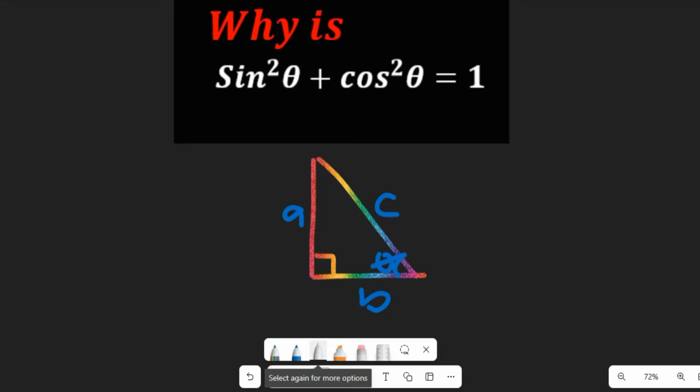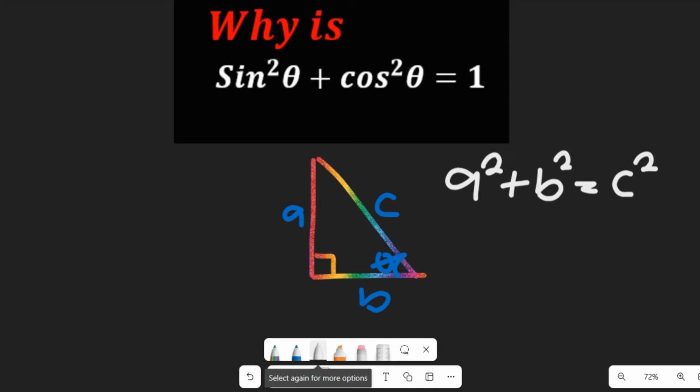Now, comparing Pythagorean theorem, we can say a square plus b square is equal to c square. That means the longest side is equal to the square of the sum of the other two sides.